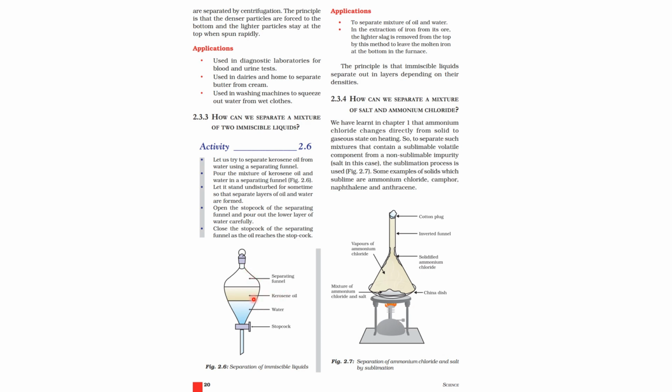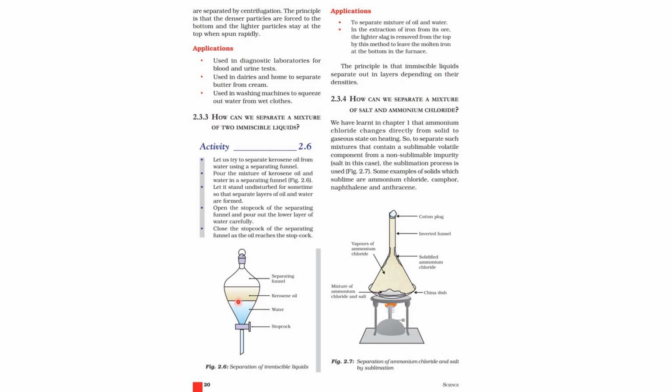Procedure: how to do. A mixture of kerosene oil and water is taken in a separating funnel. The separating funnel is clamped on an iron stand. The mixture is allowed to stand so that it forms two distinct layers. A clean beaker is placed below and the stopcock is opened slowly so that the water falls into the beaker. Close the stopcock of the separating funnel as the oil reaches the stopcock.